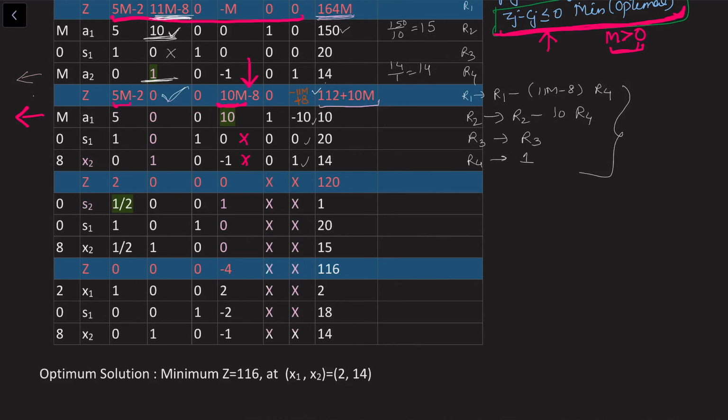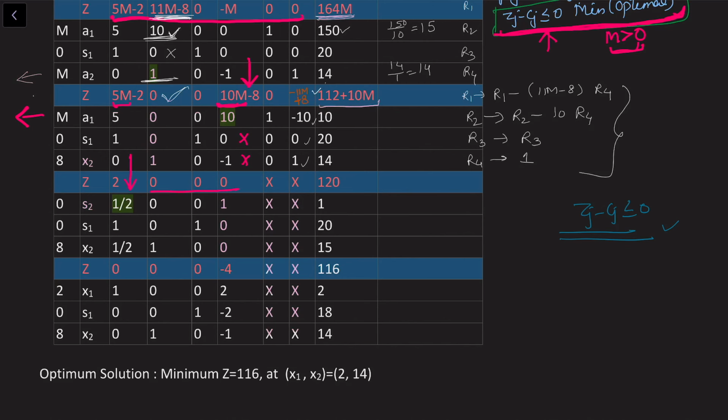Now in the next simplex table we see that Zj minus Cj is still positive, it is 200, but we require Zj minus Cj to be less than or equal to 0. Till the time we do not have that, we have to keep doing the iteration. So now you can see that the most positive is plus 2, the others are zeros.